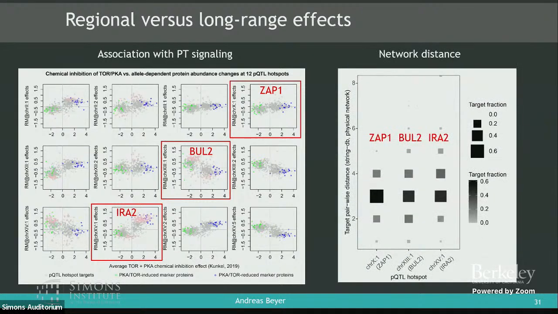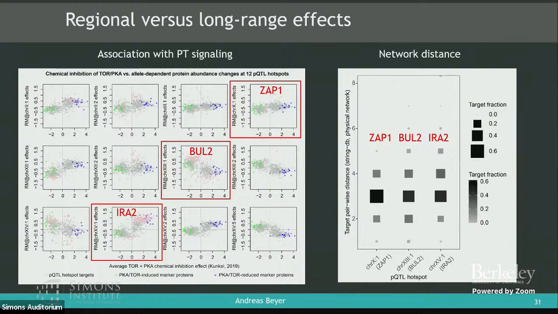And to show this in a quantitative way, we did some network analysis. So we looked at the distances of these target genes in the network. So how closely are they connected in the target network? And this is the average distance, or the pairwise distances, of the target molecules for these three loci. And then I hope you appreciate that for ZAP1, we have relatively short distances here. This is 2 and 3. So they have short distances, while the other two loci have longer distances.